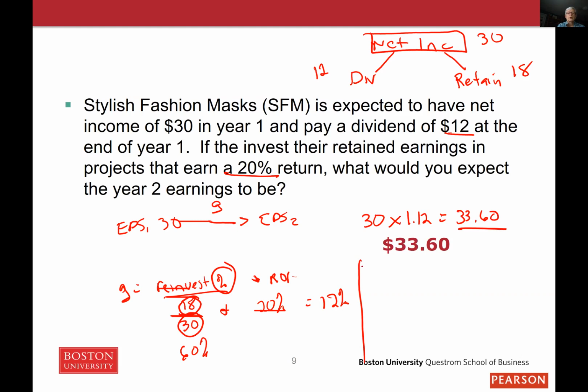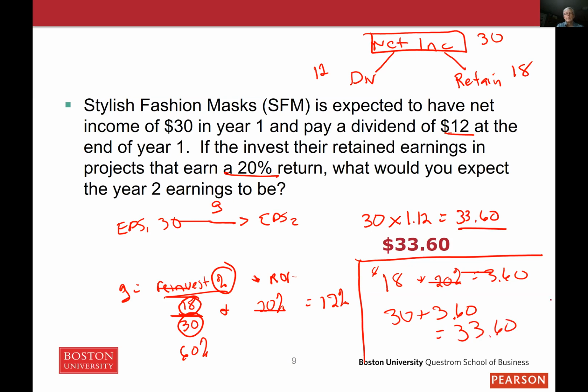The other thing you could do, it actually ends up being the same math, but it's a different way of thinking, is you could say we're investing $18. We're going to get a 20% return on it. So you say, okay, what's my 20% return on $18? And what you're going to get is $3.60. So you add $3.60 to your $30 and you get $33.60.